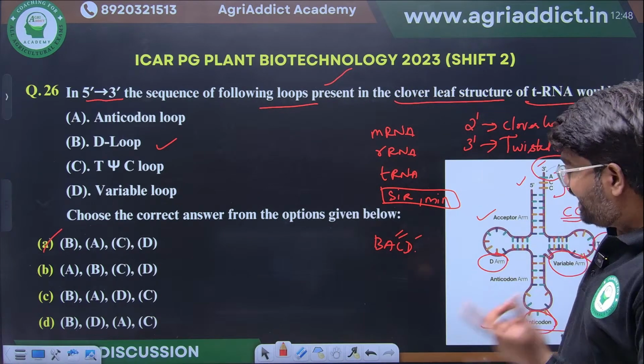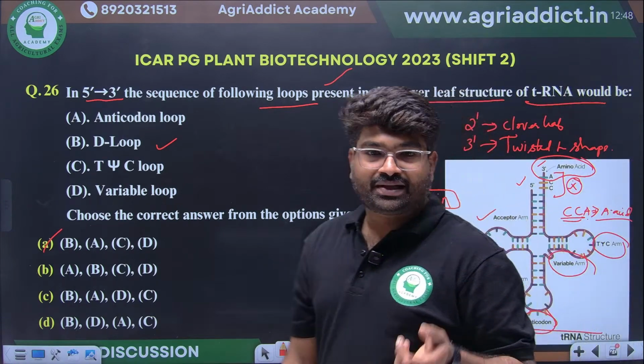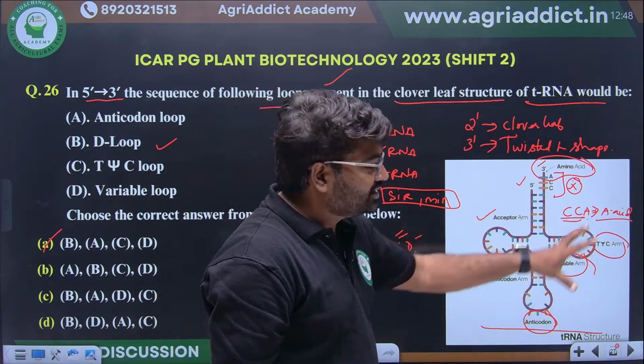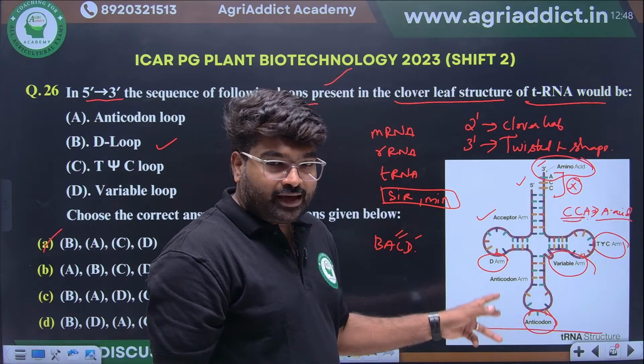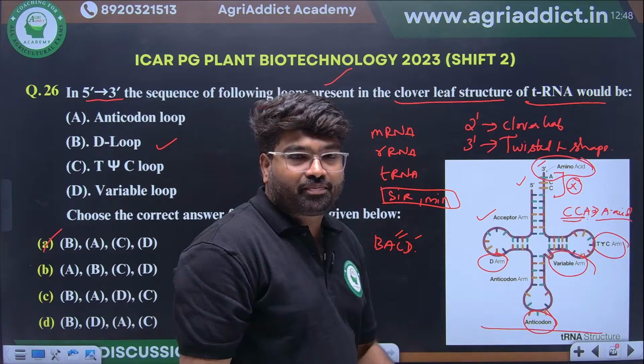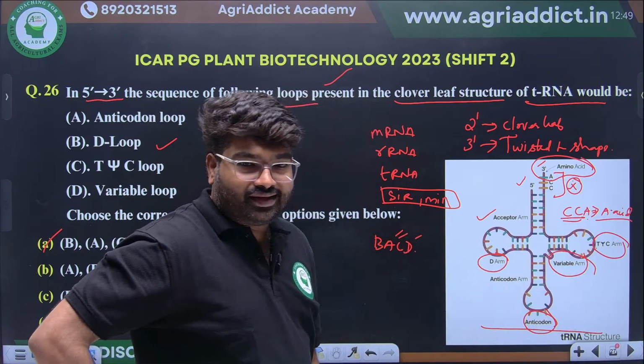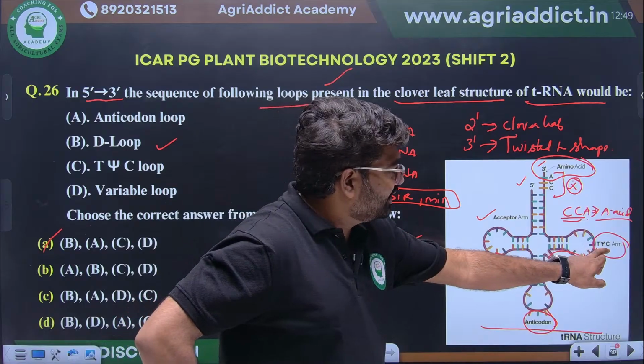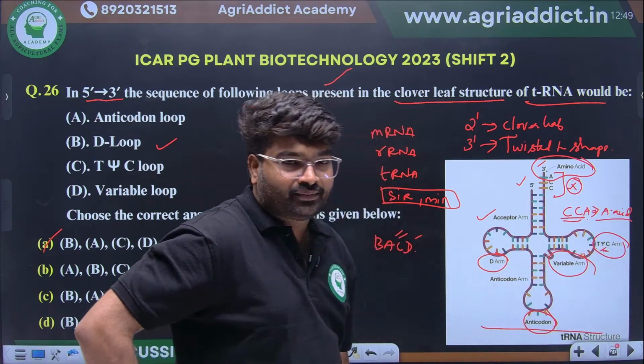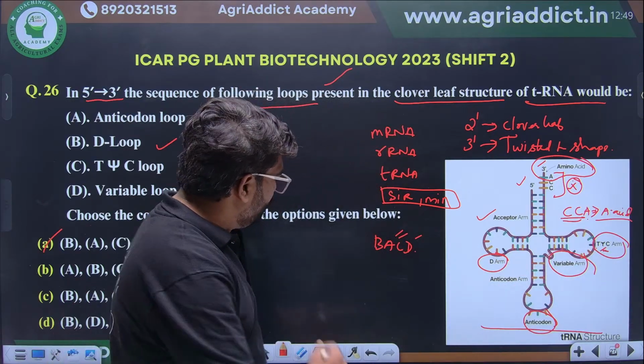Another point they can ask: so many modified bases will be there. We know thymine will never be present in RNA molecule. See here, thymine is there. Another thing, pseudouridine is there. This symbol is for pseudouridine. Okay. What is meant by pseudouridine?